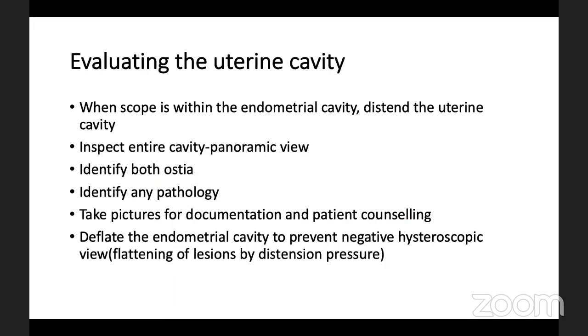When the scope is within the cavity, you allow it to distend with the fluid. You have to inspect the entire cavity. Of course, do a panoramic view where you can see the fundus, you can see both ostia, then you know that you've not missed any portion of the cavity. This may be difficult sometimes where there's extensive pathology to see all the areas, but it comes, I suppose, with experience. So make sure you identify both ostia, and try and identify any pathology.